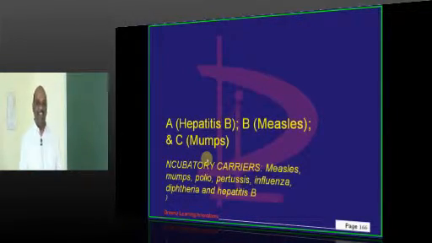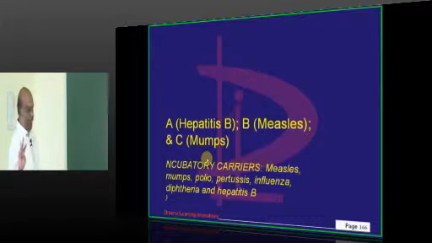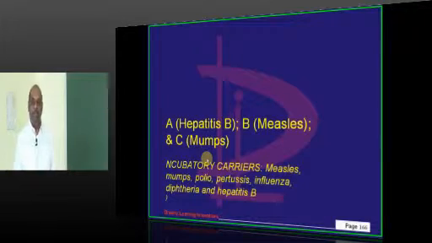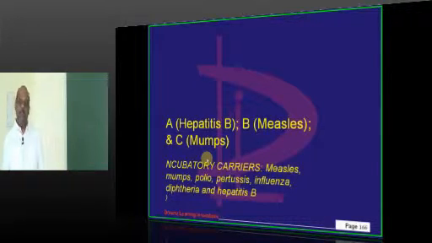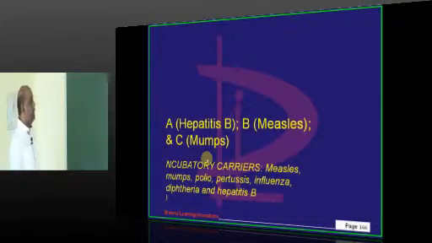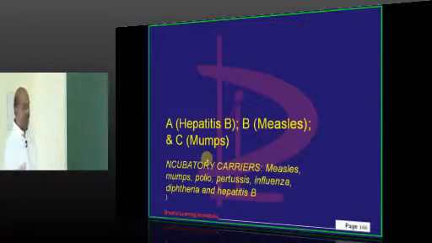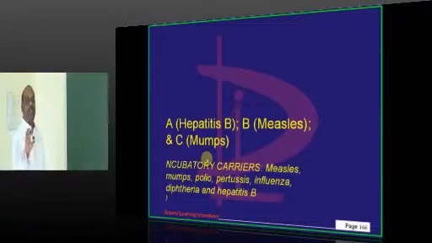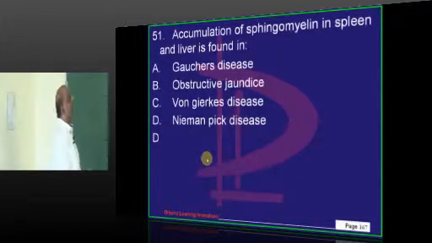All the hepatitis, measles, mumps, doctor, they are called incubatory carriers. Before symptoms appear only, they are infectious to others. Measles, mumps, polio, pertussis, influenza, diphtheria, hepatitis B. The list of incubatory carriers you are not going to forget.